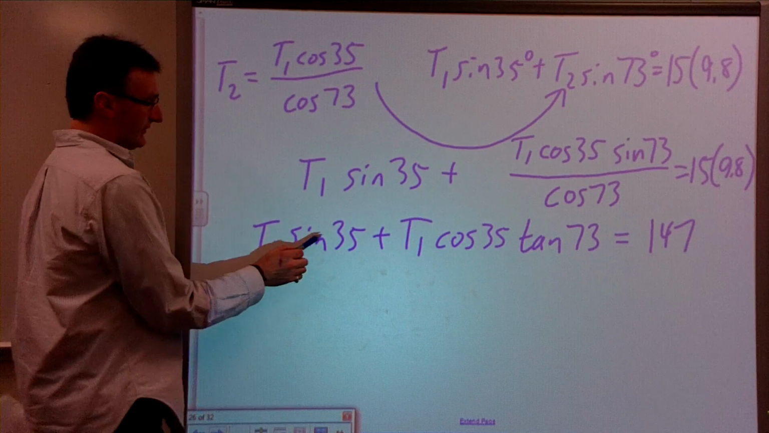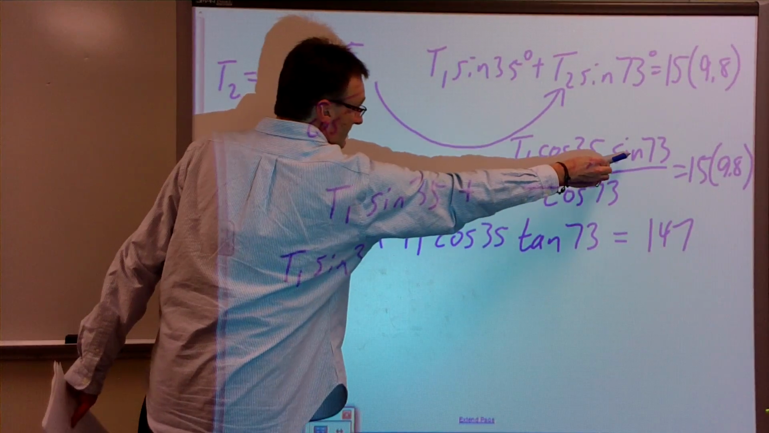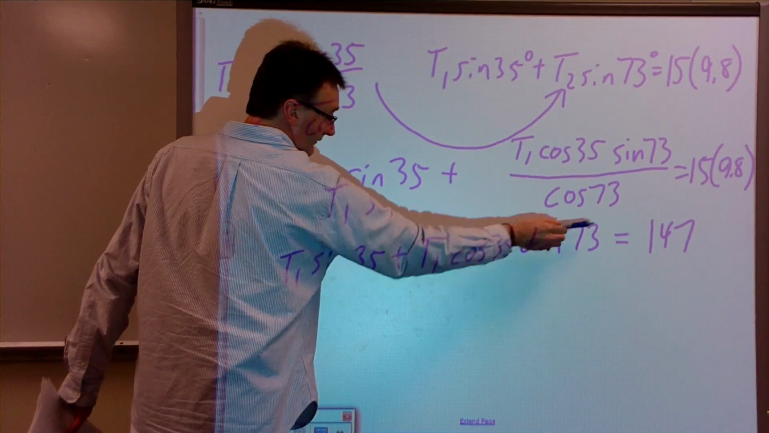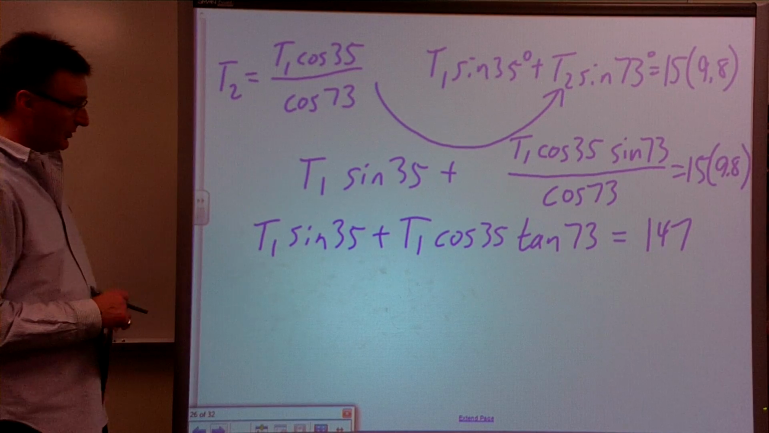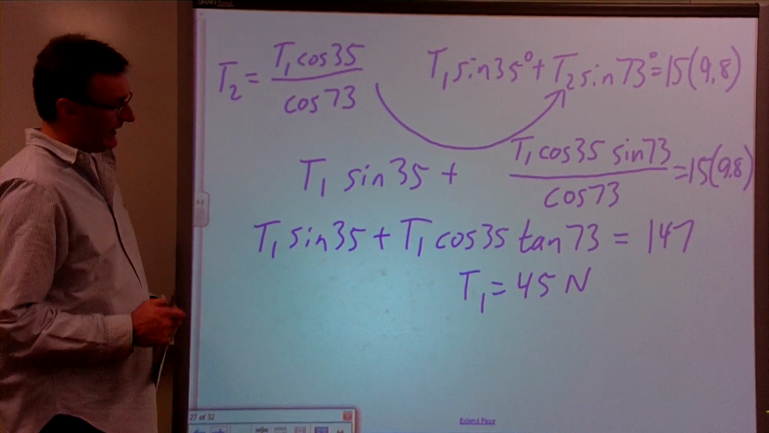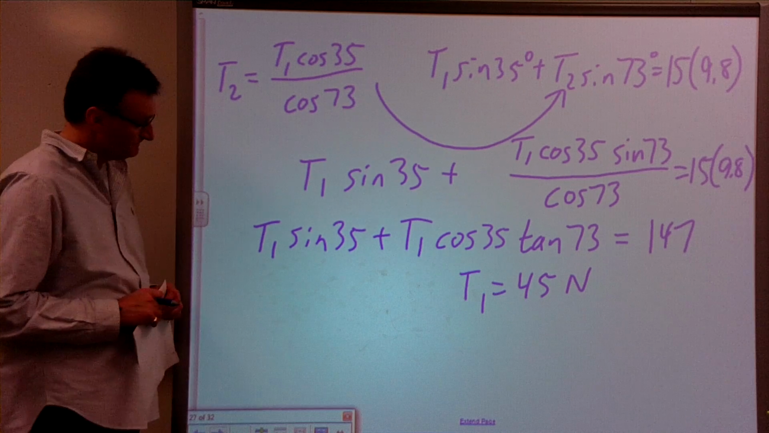So T1 sine 35 plus T1 cos 35 tan 73, because we have sine 73 divided by cos 73 equals tan 73, equals 147, which is 15 times 9.8. And so now if we just do the arithmetic on there, we get T1 equals 45 newtons.